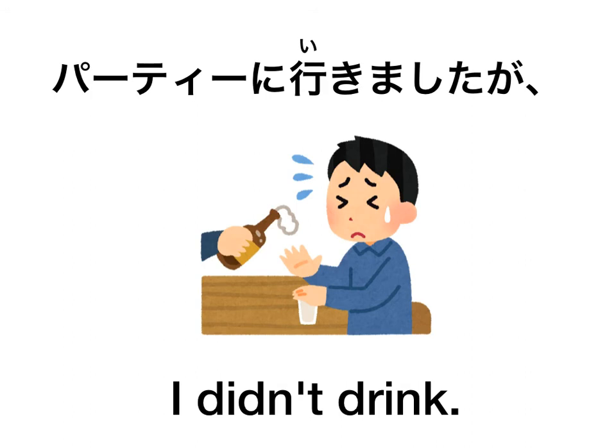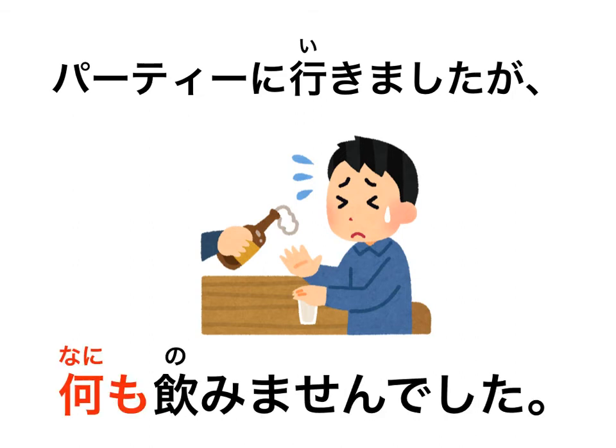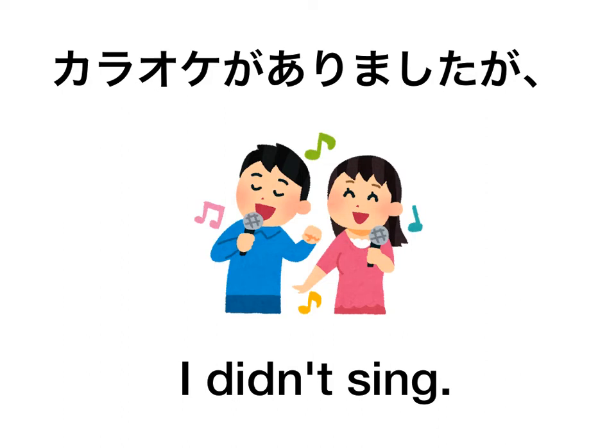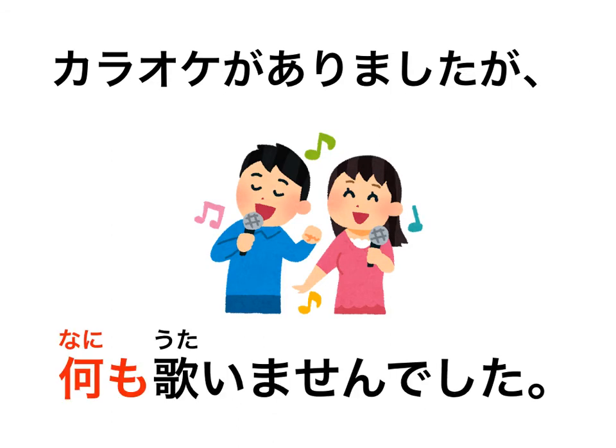Party ni ikimashita ga. I went to a party, but I didn't drink. So in Japanese, how would you say, I didn't drink anything, using nanimo? Pause the video here. Party ni ikimashita ga nanimo nomimasen deshita. Karaoke ga arimashita ga. There was karaoke, but I didn't sing anything. Pause the video here. Karaoke ga arimashita ga nanimo utaimasen deshita.